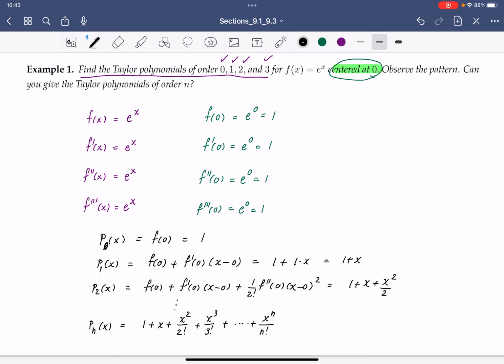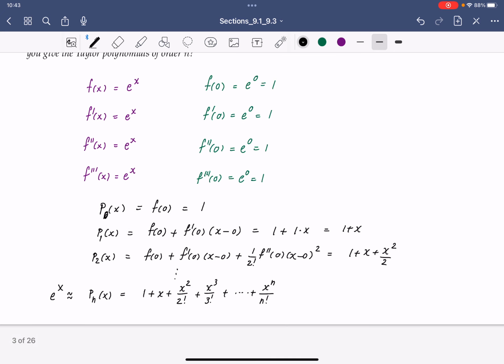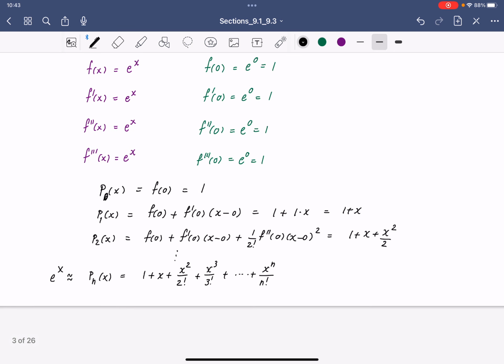So we're going to say that you can approximate e to the x by using this one. This is how we do it for the Taylor polynomial, and actually we just did it on Monday. This is the Taylor polynomial formula.